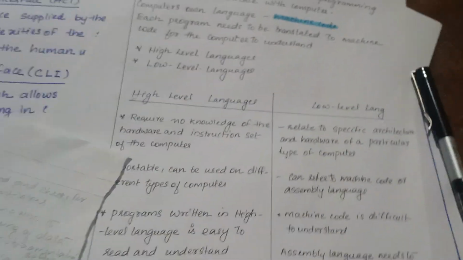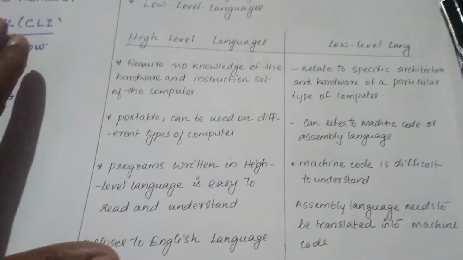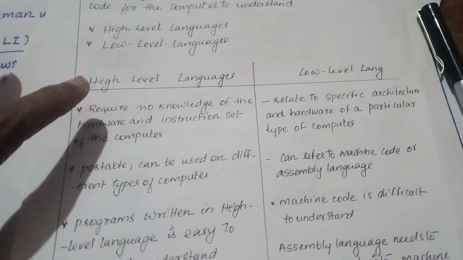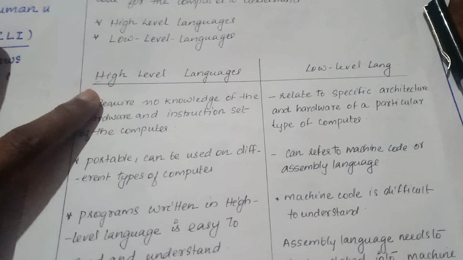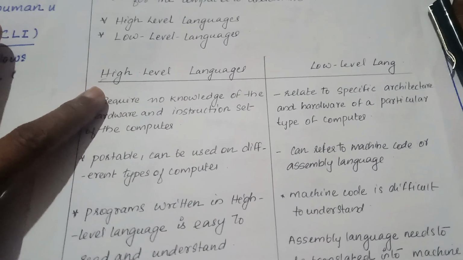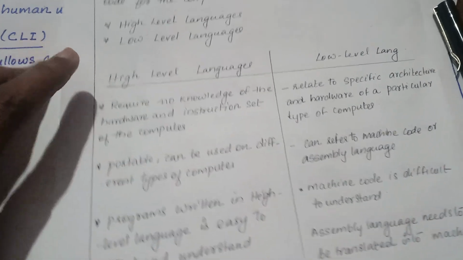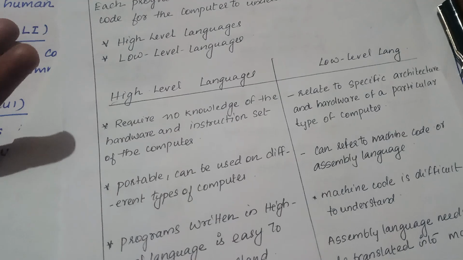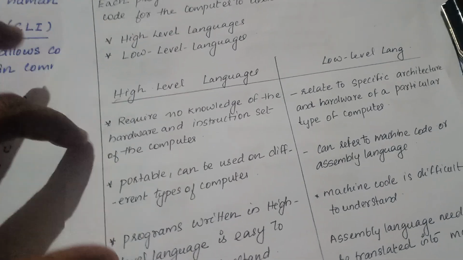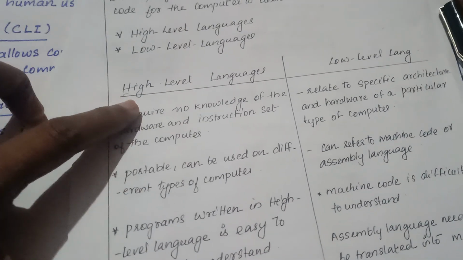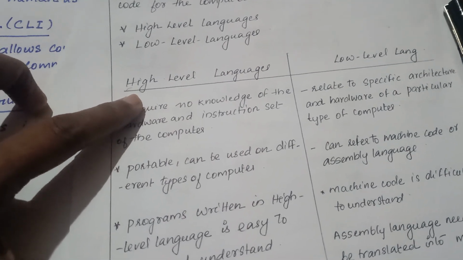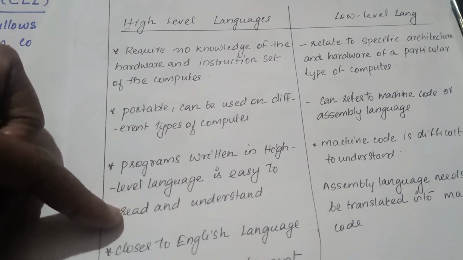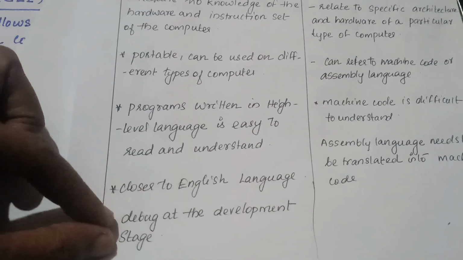Here I have made it into a tabular form so that it will be easy for you to understand. High level language and low level language. High level language means it is just like the English language. Whatever we have done in the lab, you have written programs for adding two numbers, subtracting two numbers, finding the average, and so on. You have written programs in the lab, right? These are high level languages. High level languages are similar to English. They are easy to understand and read, and closer to the English language.